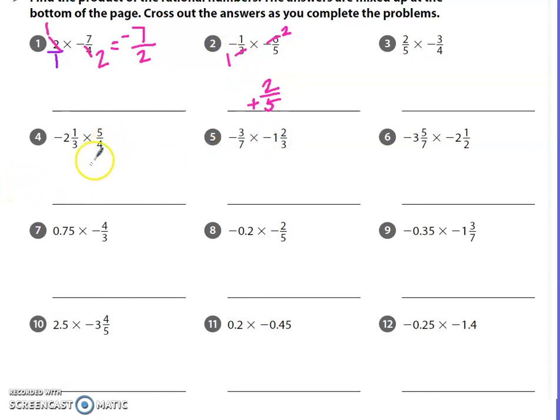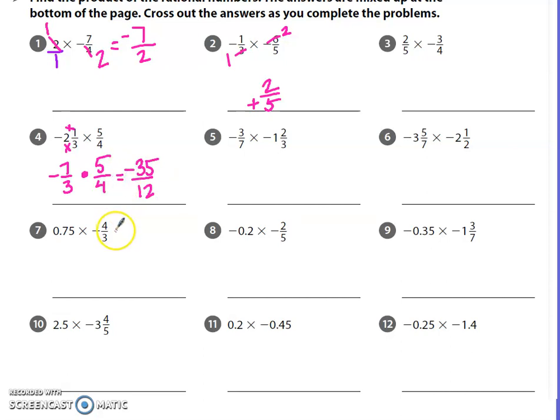Look at number 4. Anytime you have a mixed number like this, you're going to want to change this to an improper fraction by multiplying the whole number times the denominator and adding the numerator. So we've got 2 times 3 is 6, plus 1 is 7/3, and it was negative, so we'll keep that negative. I'm going to change to a dot because I like it better. That one stays the same. Nothing to cross-cancel here, so I'm just going to keep multiplying. 7 times 5 is 35. 3 times 4 is 12.